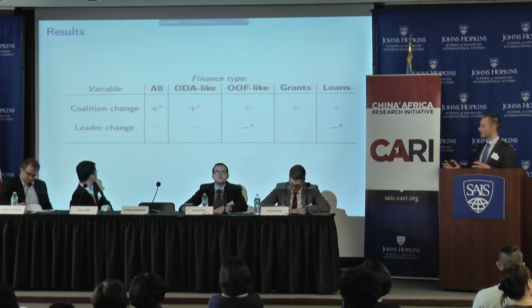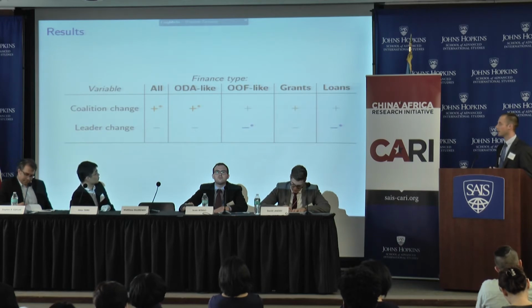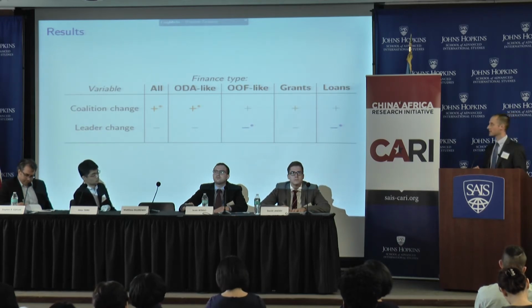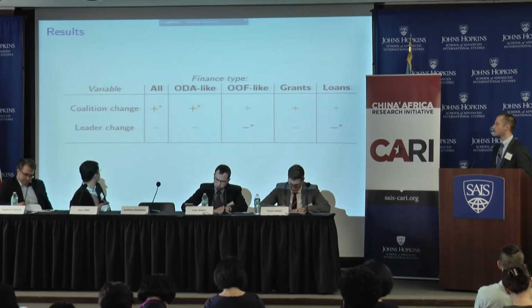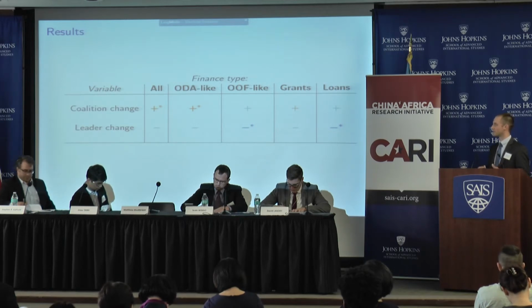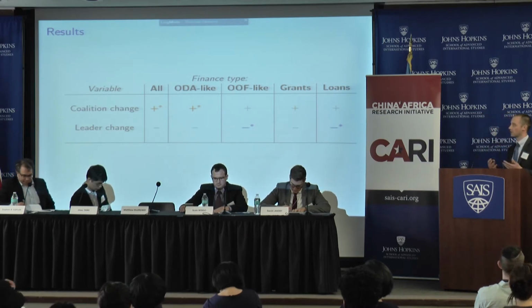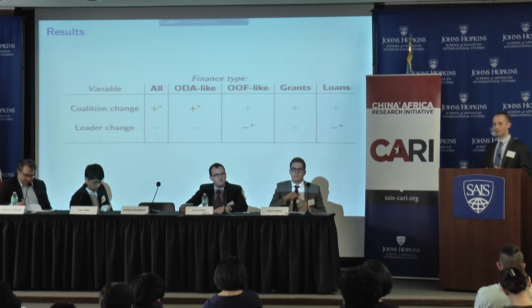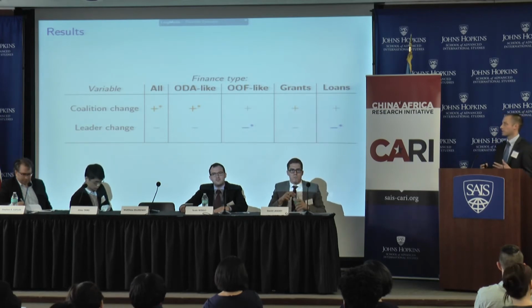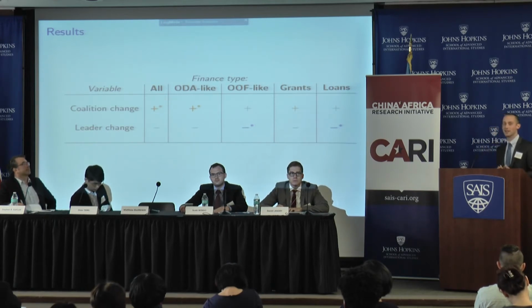When we break finance down into these different categories, again, we said that ODA-like flows and grants are more concessional in nature, whereas OOF-like flows and loans are perhaps less concessional. We find the ODA-like flows are what are driving this positive relationship in the full sample of projects, which is loosely consistent. So I guess we expect that it would be ODA-like flows and grants that would be positively associated. We find a strong relationship for the ODA-like flows, a marginally significant relationship for grants, but nothing really for these less concessional types of finance. But in contrast to what we expected, in all cases for this coalition change variable, the direction of the estimate is positive.